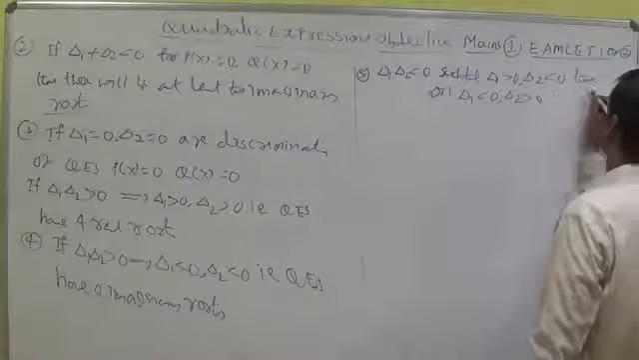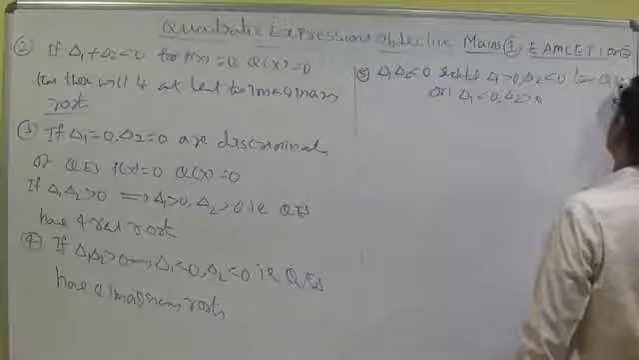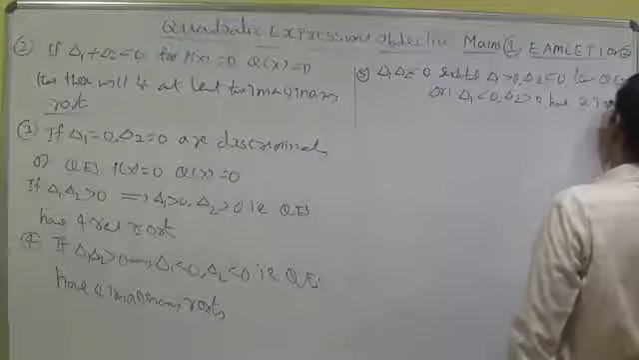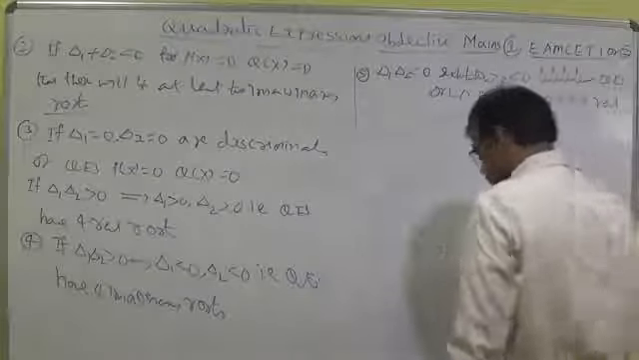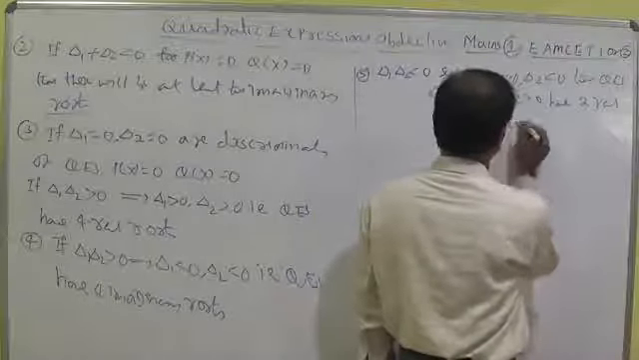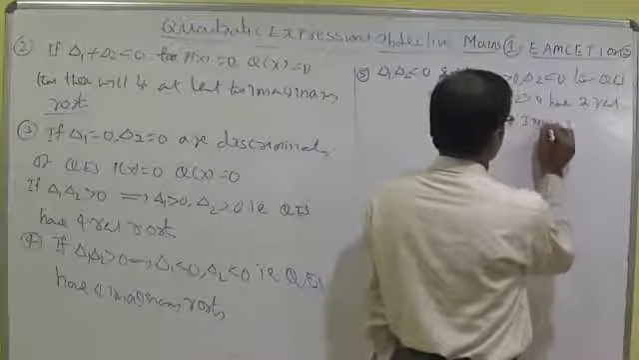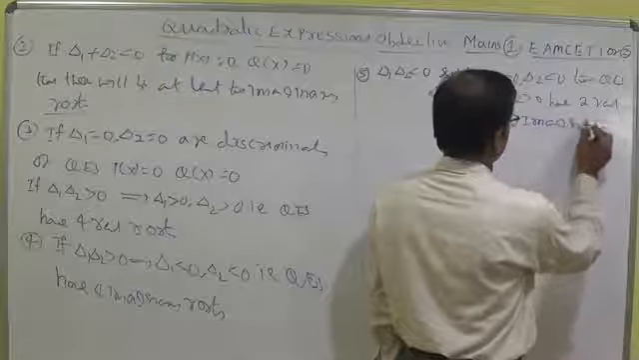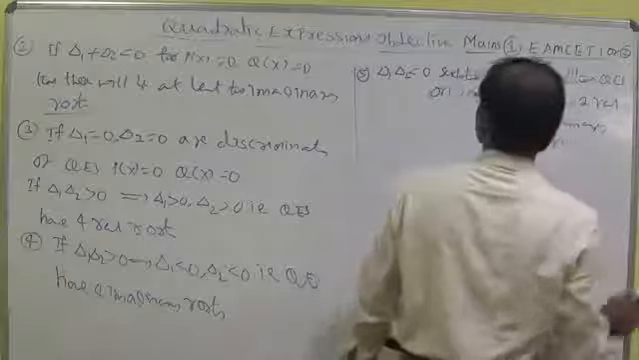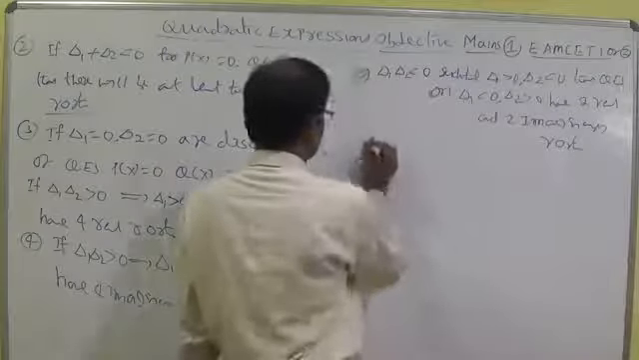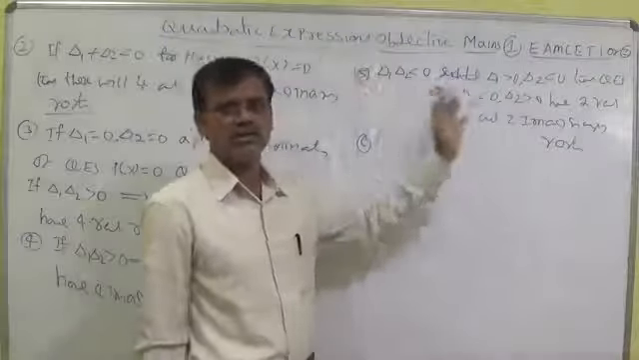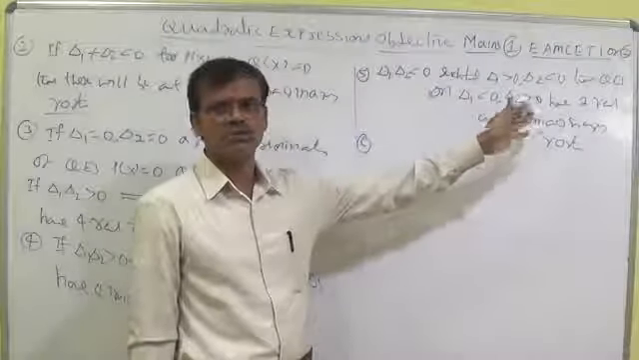Then Q has two real and two imaginary roots. That indicates they are separated. Delta 1 greater than 0 means two real roots and delta 2 less than 0 means two imaginary roots, and vice versa.